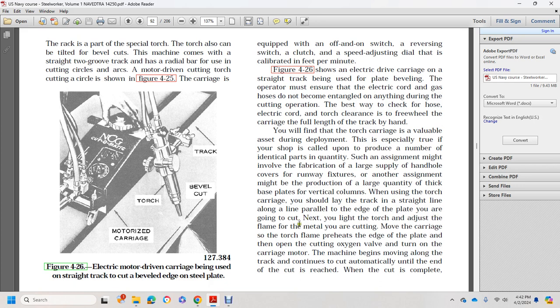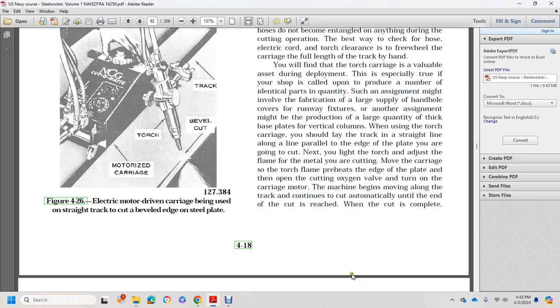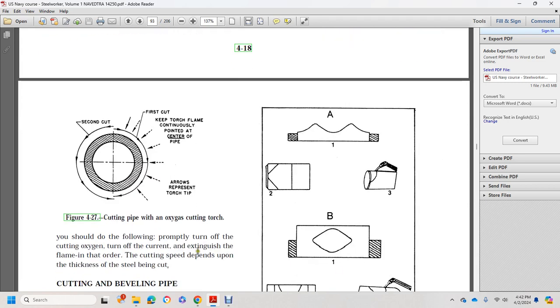Next, you light the torch and adjust the flame for the metal you're cutting. Move the carriage until the torch preheats the edge of the plate. Then open the cutting oxygen valve and turn on the carriage motor, and the machine begins moving along the track and continues automatically until the end of the cut is reached. When the cut is complete, you should do the following: turn off the cutting oxygen, turn off the carriage motor, and extinguish the flame, in that order. Cutting speed depends upon the thickness of the steel being cut.